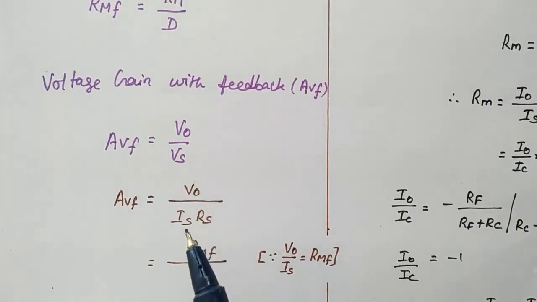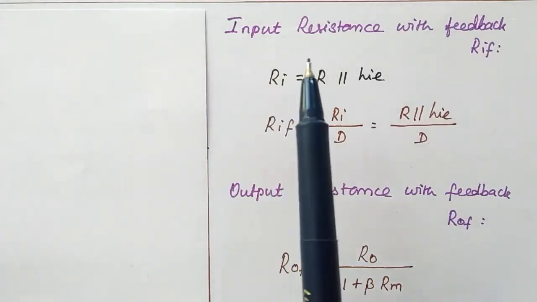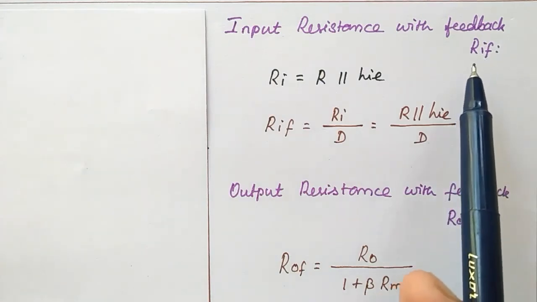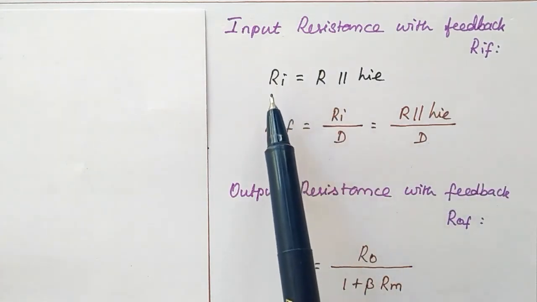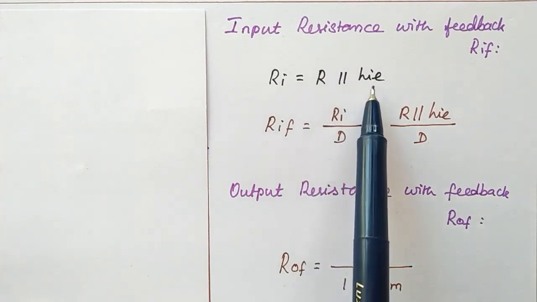So V0 by Vs. Vs can be written as Is into Rs. V0 by Is we already know, that is nothing but RMF. RMF by Rs is the voltage gain with feedback. Next, the input resistance with feedback, RIF, we have to find. For that we should know what is RI. RI is nothing but the parallel combination of R and HIE.